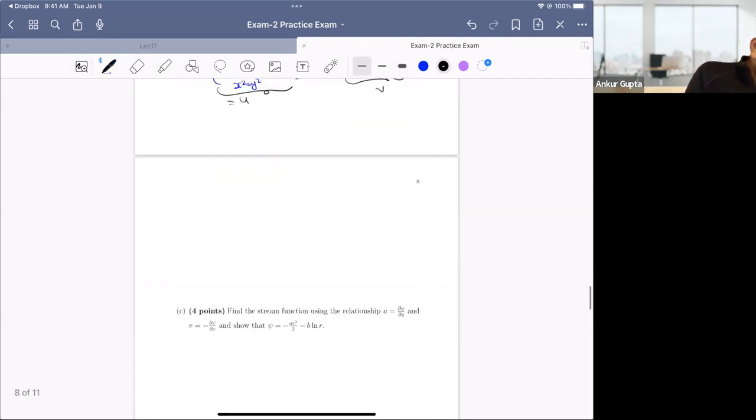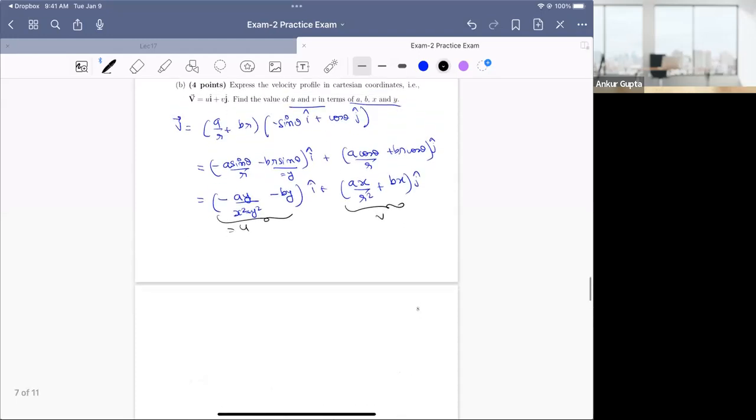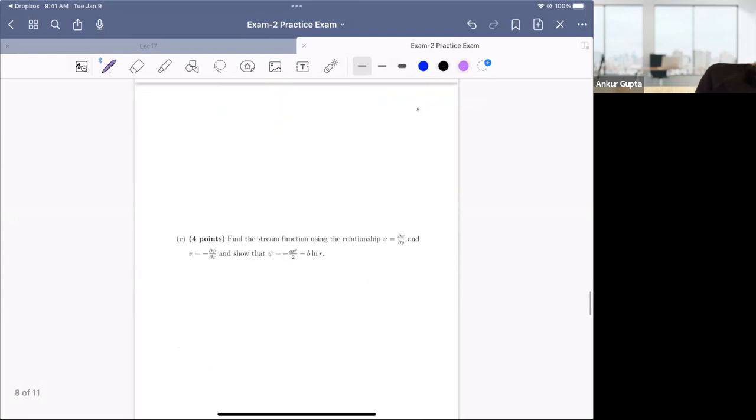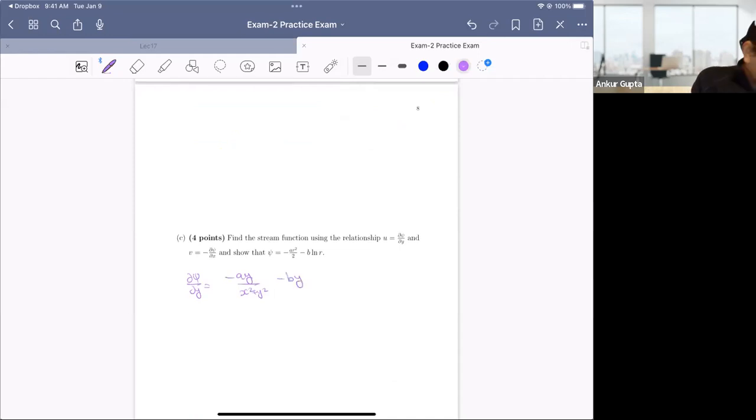So this is done. Now find the stream function using the relationship u is equal to del psi by del y and v is equal to minus del psi by del x, and show that psi is equal to this value. Okay. So this is what we've been asked to do. So I have u is equal to minus ay by (x square plus y square) minus by. So let's go here. So del psi by del y is equal to minus ay by (x square plus y square) minus by.